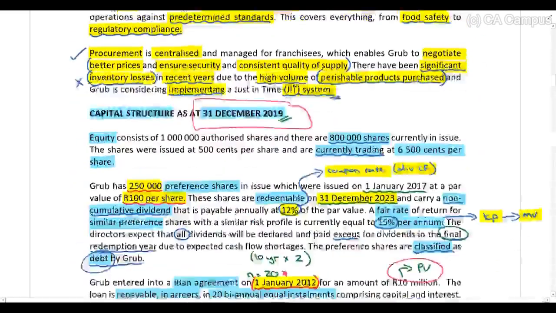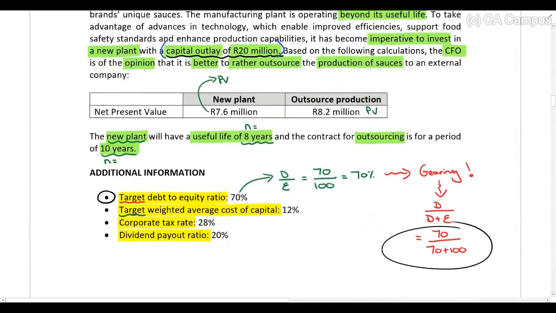In addition to that, we were given the dividend payout ratio. The dividend payout ratio is only 20%. That means that 80% of the earnings are retained in the business to fund expansion and growth. So they have a very conservative or a very low dividend payout ratio. So they're keeping a lot of the company's earnings and cash in the business. And that is obviously a financial capital that can be used to fund future investment opportunities.